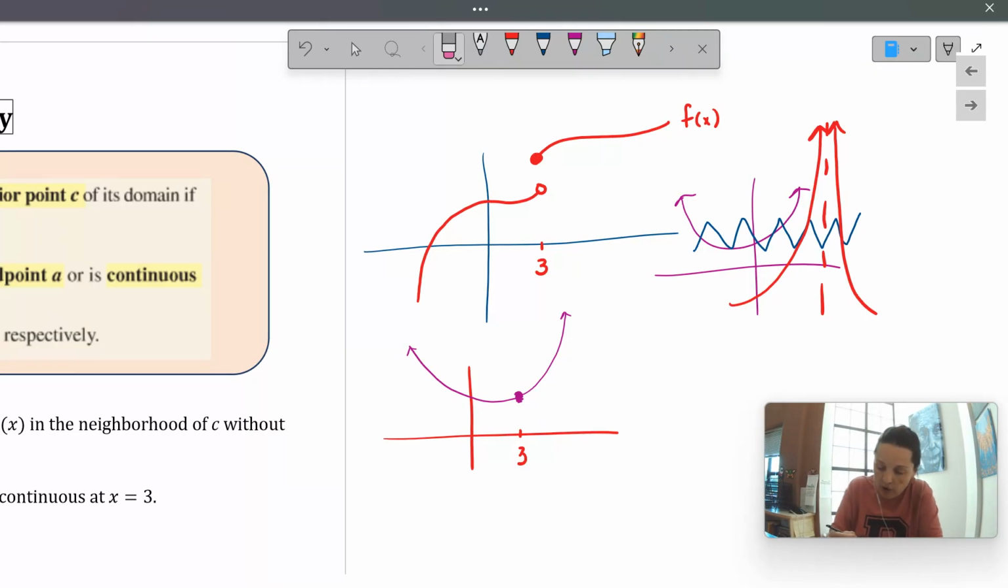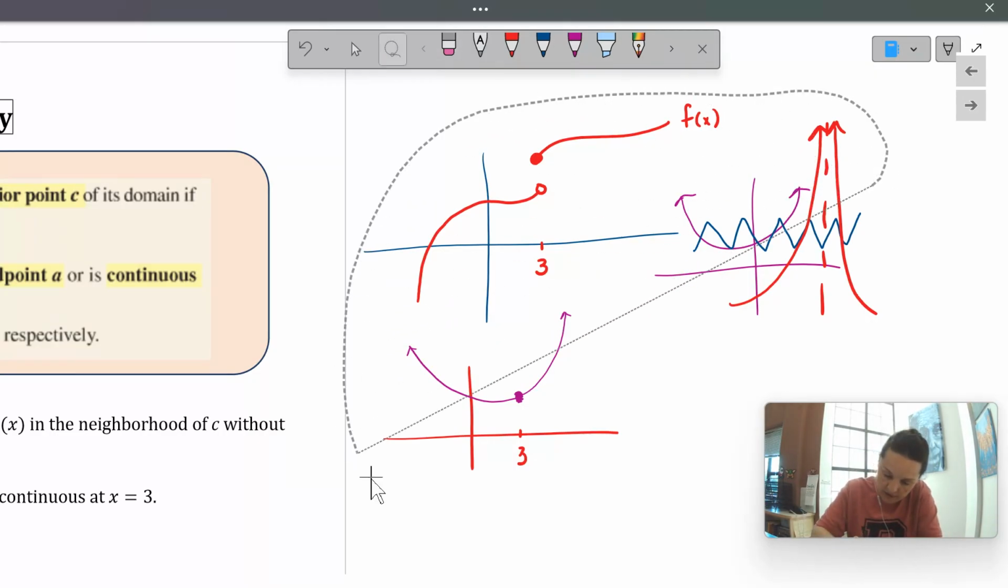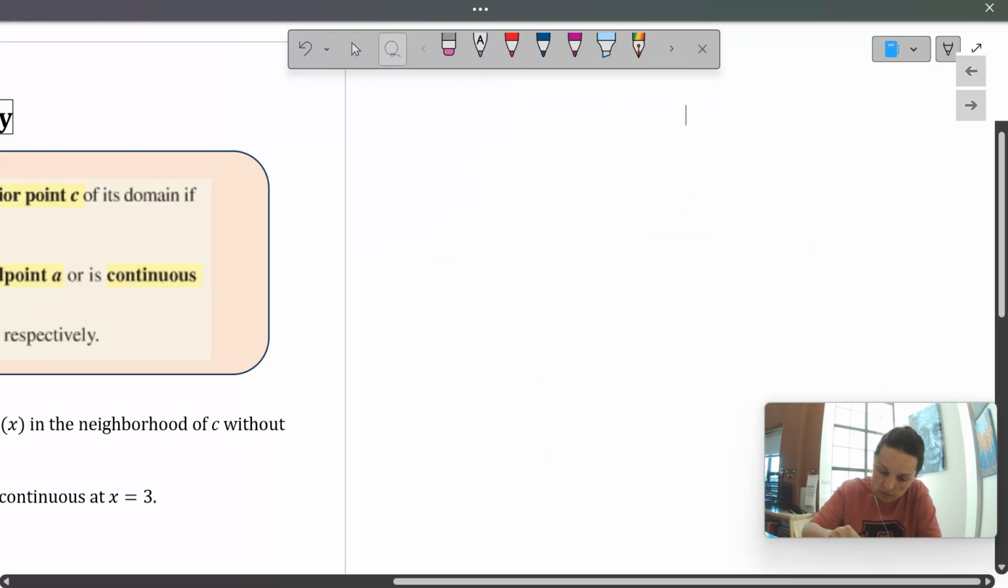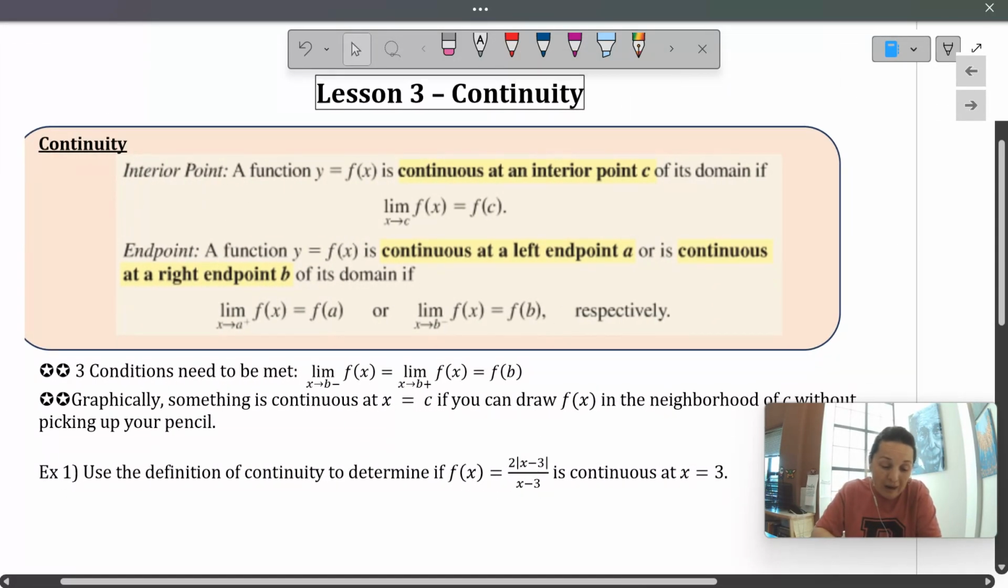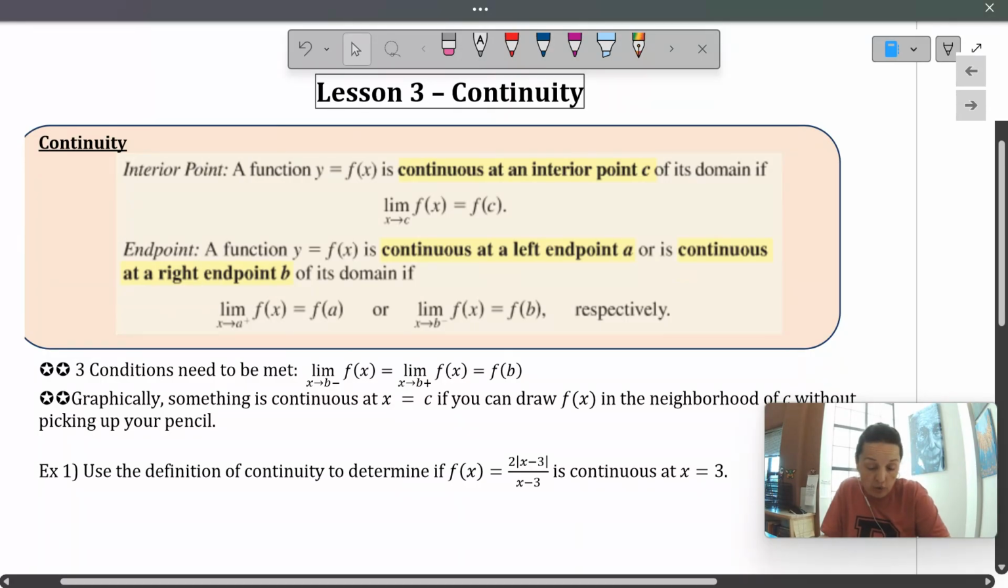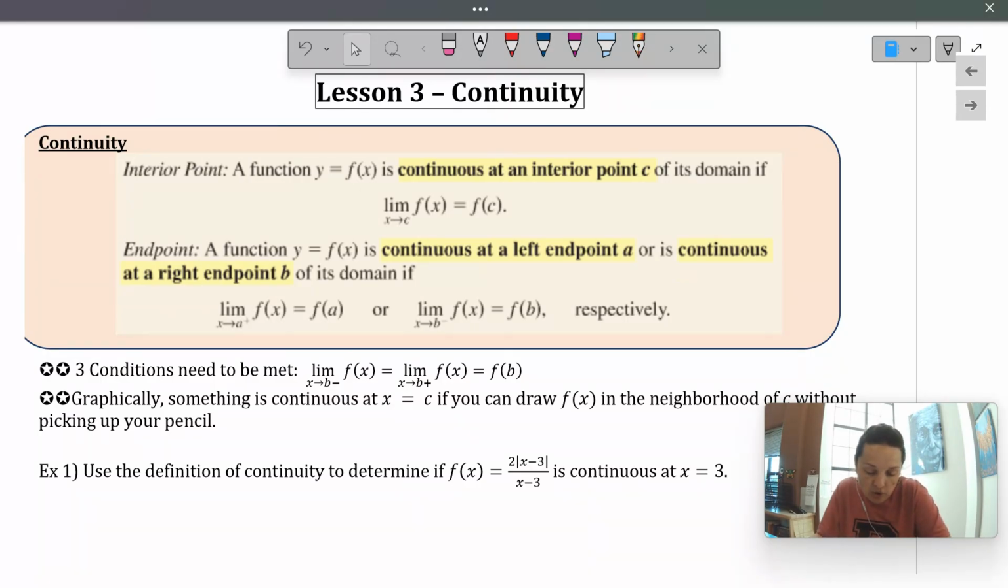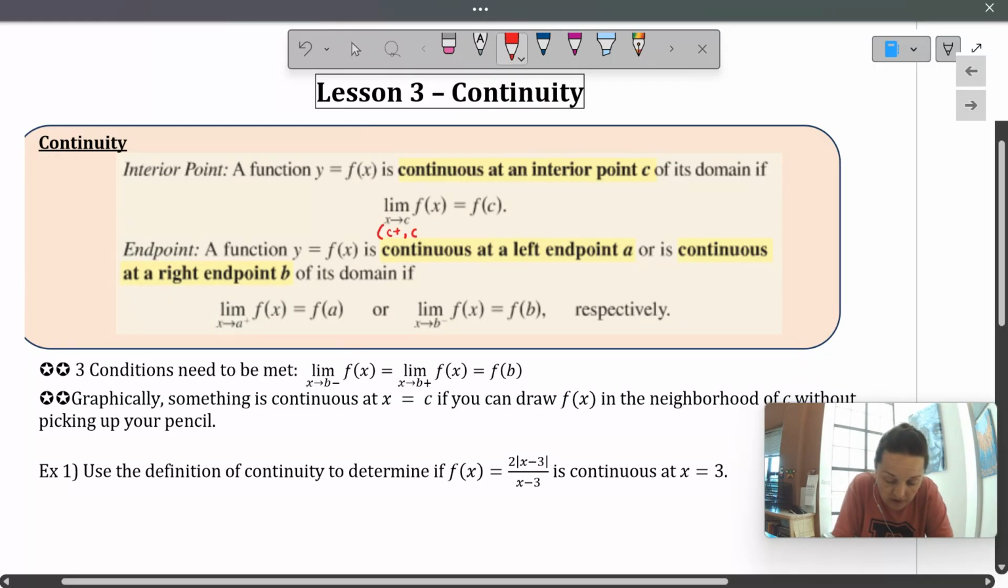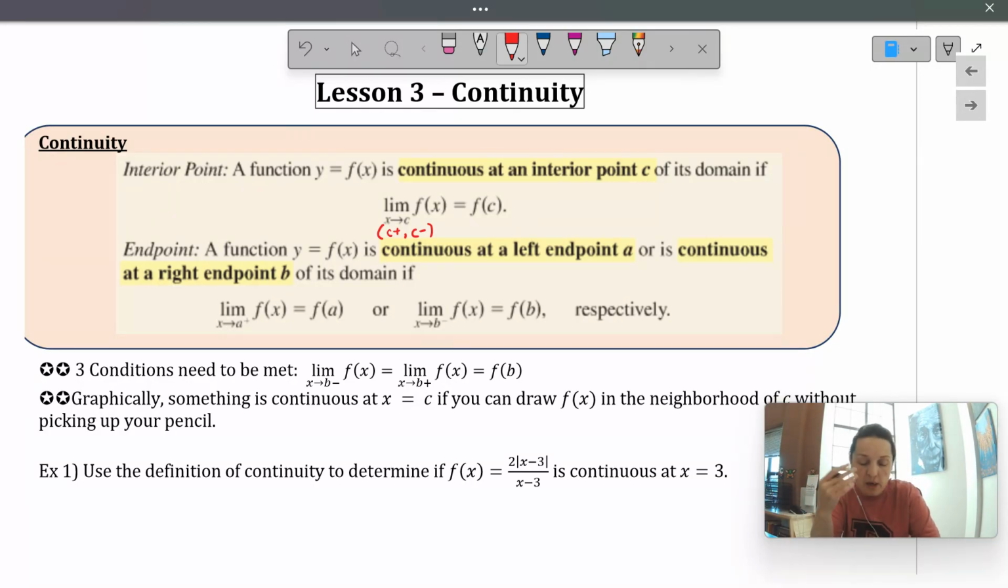Okay, so now let's talk about what that means in a real sense. Let me delete this. All right, so continuity. At an interior point, meaning inside of an interval, a function y equals f of x is continuous at an interior point c of its domain if the limit as x approaches c, which again, remember, you're considering c from the left and c from the right, I said that in a different order than I wrote it, but you got me, c from the right and c from the left. If the limit from both sides equals the function value, then it's continuous.